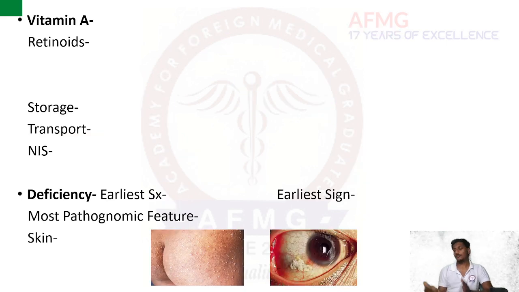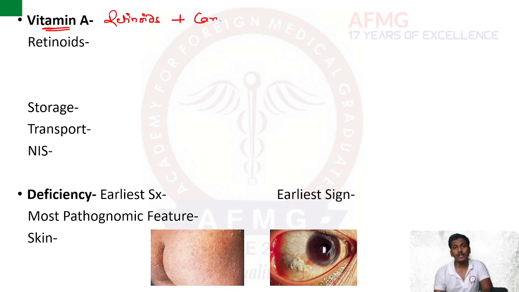Now if I move further to talking about one vitamin at a time, the first vitamin in line is vitamin A. As we discussed, it is a fat soluble vitamin. Please remember vitamin A structure is made up of retinoids, as well as carotenoids. Retinoids are obtained from animal sources, whereas carotenoids are obtained from plant sources.